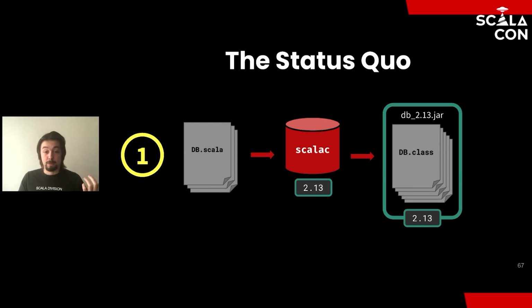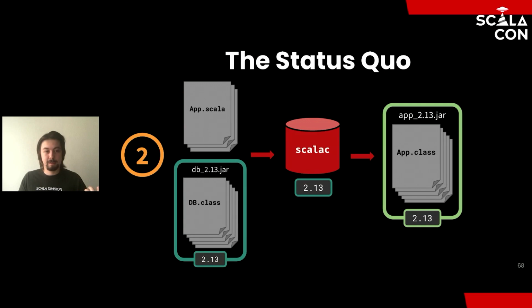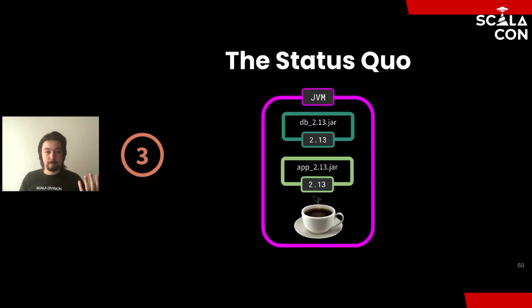Then step 2 is that we take that jar file and we also look at the app file where we were calling the database class. We put the database jar file on the class path, and now we can pass that to the Scala compiler, and it resolves those symbols in the database library to produce another jar file, the app jar, which also has this binary suffix 2.13. Then the third step is that we take both those jar files, put them on the class path of the JVM, and run the program.